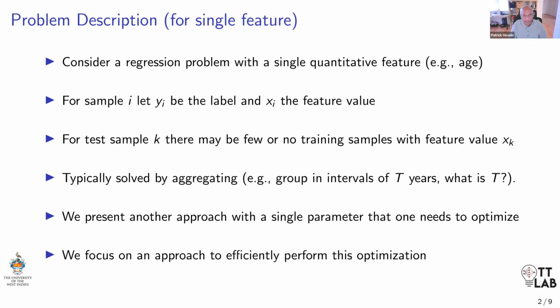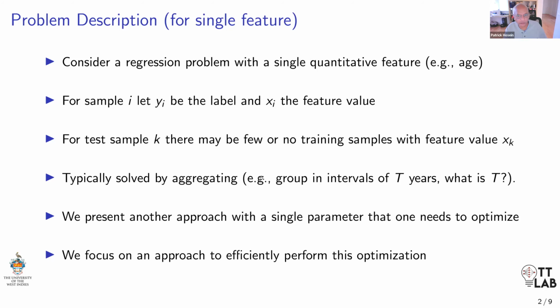So we have a training set and a test set. If you have a test sample, there may be few or no training samples with the feature value corresponding to that test sample. So we may need to impute or do a better prediction for that particular test sample. One way to do that is by aggregation over years. You could group individuals or samples by years, but then you have to figure out what's the best grouping.